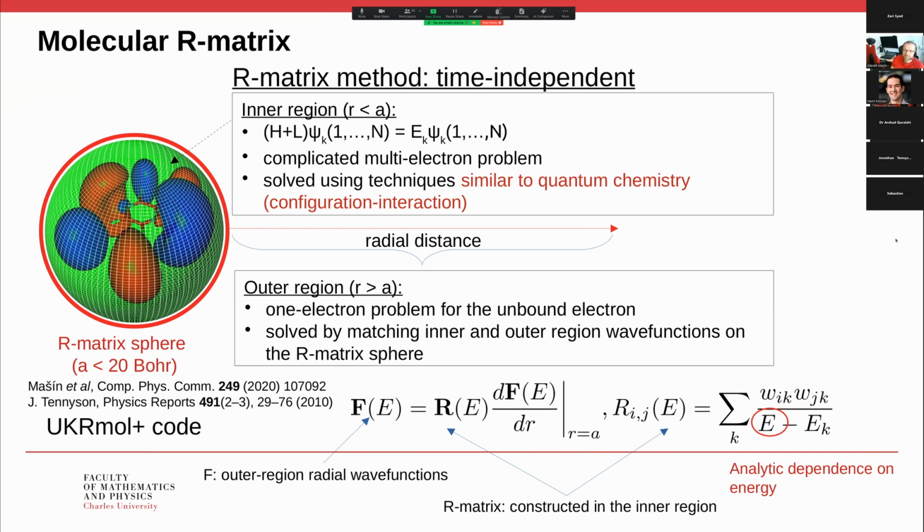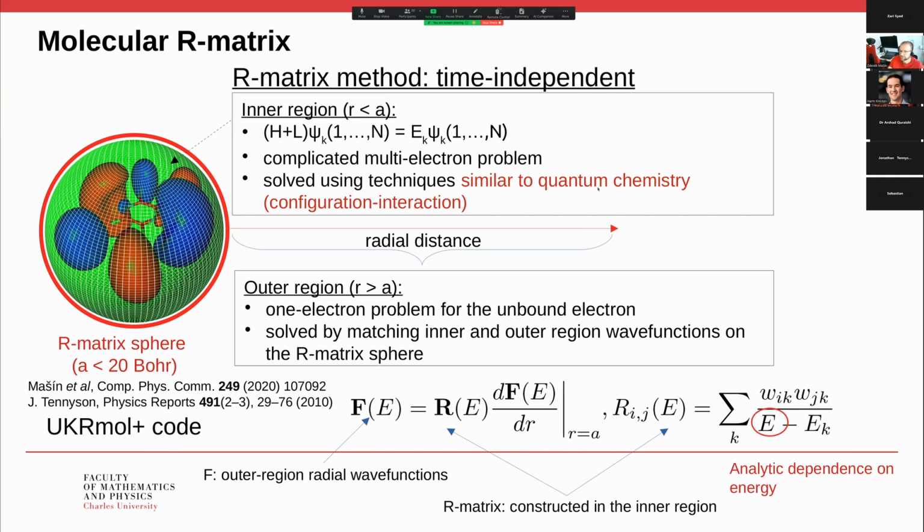The basic idea: the R-matrix method is a way of solving the Schrödinger equation, and it does this by dividing the space into two regions. One where the physics is very simple, the so-called outer region, where the electron is very far away from the molecule and sees some effective potential, just an electrostatic potential generated by the molecule. This is a one electron problem which can be solved easily. But when the electron is close to the molecule, the problem becomes very complicated because all the electrons are interacting and there is electron exchange and correlation and so forth. To solve this, we use techniques which are similar to quantum chemistry, such as configuration interaction, but adapted for the description of the continuum.